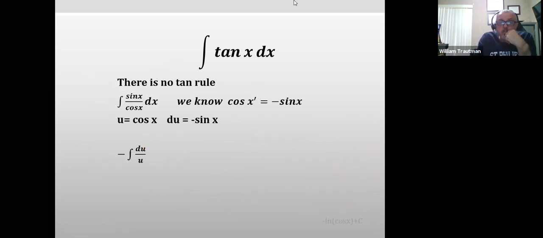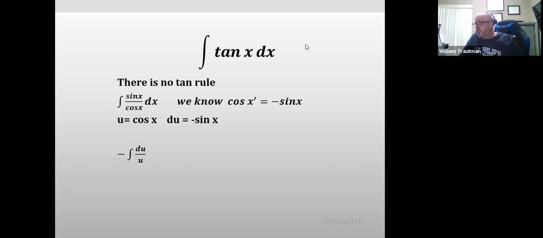All right. What about integrating the tangent of x? Well, if we look at our formula sheets, there's no formula for integrating the tangent. Well, there is. It turns into natural log of secant x. But there's another way of looking at it. So I guess there is a formula for that.